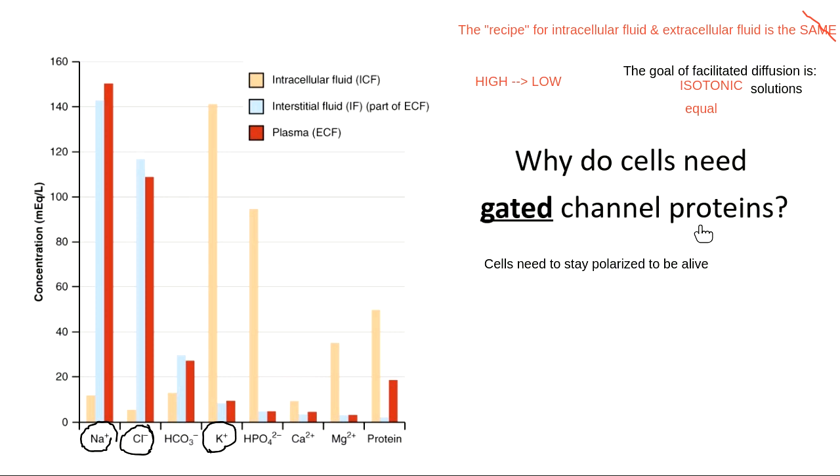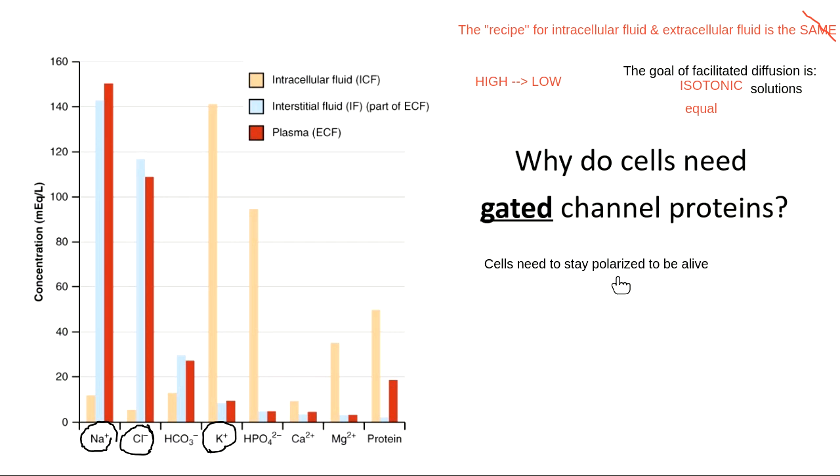So why do I need gated channel proteins? Because gated channel proteins make sure that the inside and the outside can stay different. It makes sure that we don't end up isotonic. I only move stuff when I want to, and when I want to is when I open up those gates. Tierney mentioned the idea of monitoring what comes in and out. That's another great way to think about it. Absolutely. I want to make sure that stuff's not always moving. If I don't have gates, stuff always moves and my cell stops being polarized.